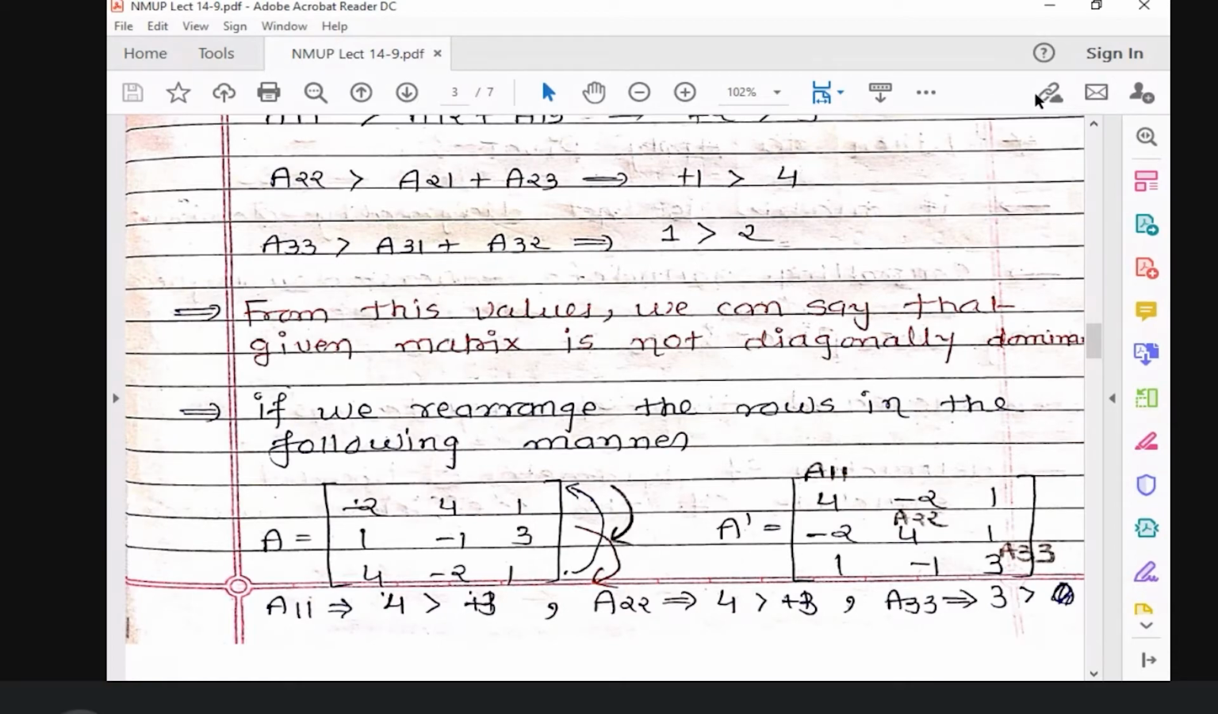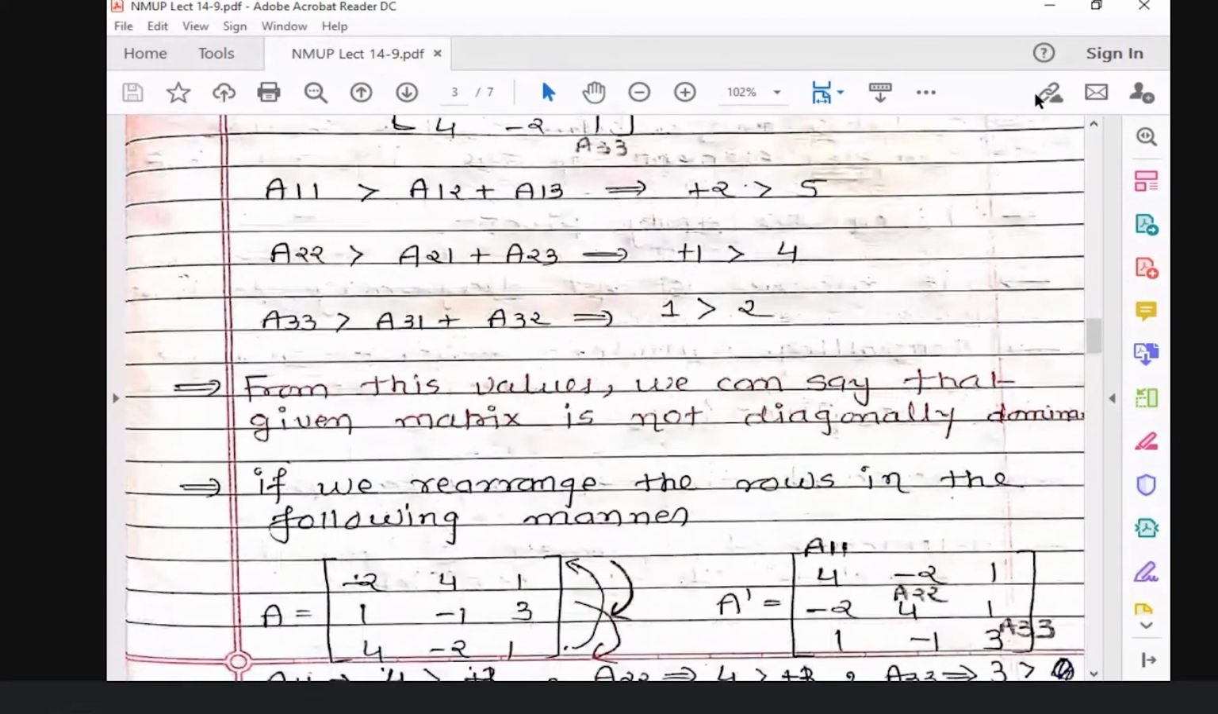Only these equations you have to keep in mind. Each and every diagonal element should be greater than the sum of the other elements in its row. Fine? Up to this, are you getting me?